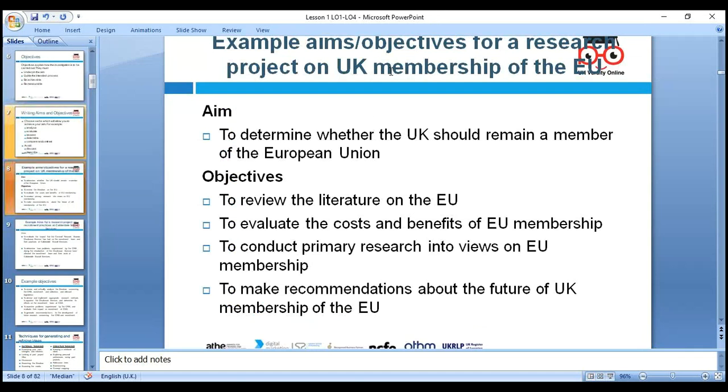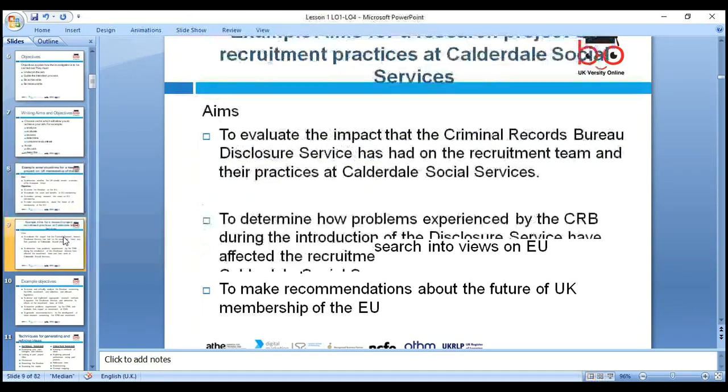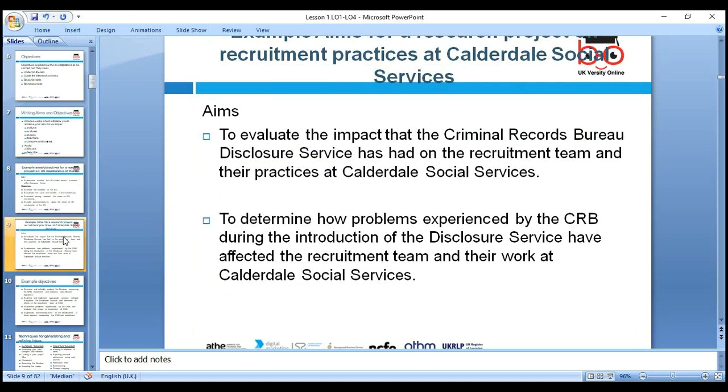Now I'm going to share with you some aims. This is one example: to determine whether the UK should remain a member of the European Union. That's the aim of this research. My objectives are to review the literature on the EU, to evaluate the costs and benefits of EU membership, to conduct primary research into views on EU membership, and to make recommendations about the future of UK membership of the EU. Any question? No.